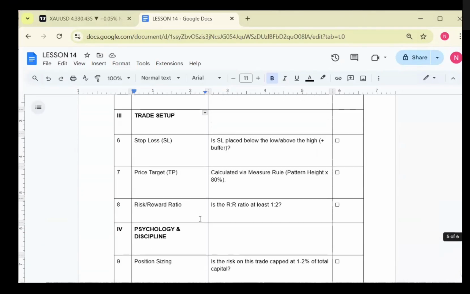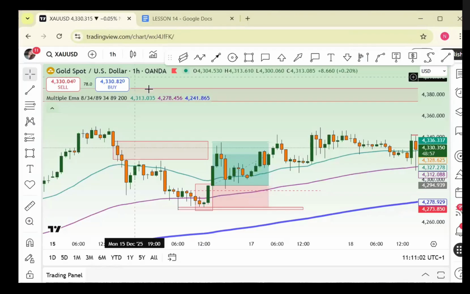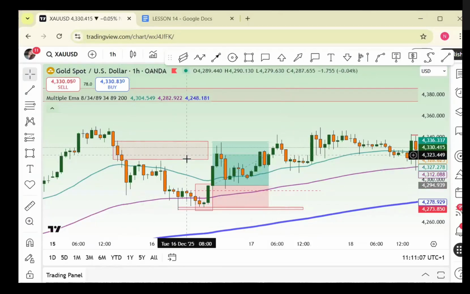Okay, and the last thing of the checklist is relating to your psychology and discipline. All right, last but not least, because we trade according to the 1 hour time frame. If you're still looking at the smaller time frame and your mindset is not stable, you are easily distracted by the movement of the gold market in the smaller time frame.